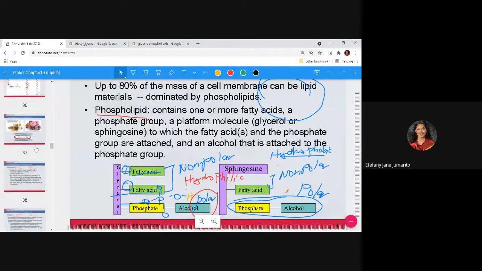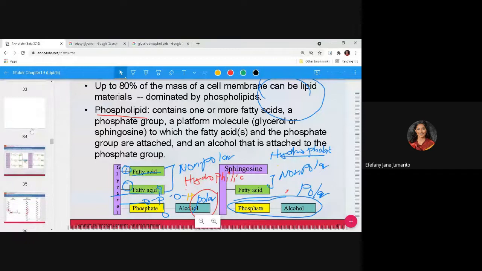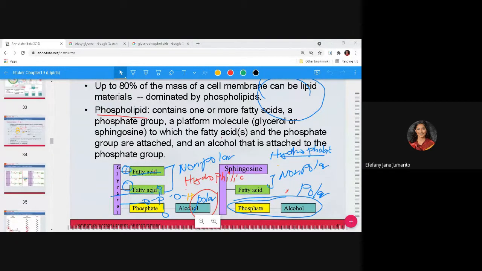Triacylglycerols. This is your triacylglycerols. Okay, so who else? We have Jalea.